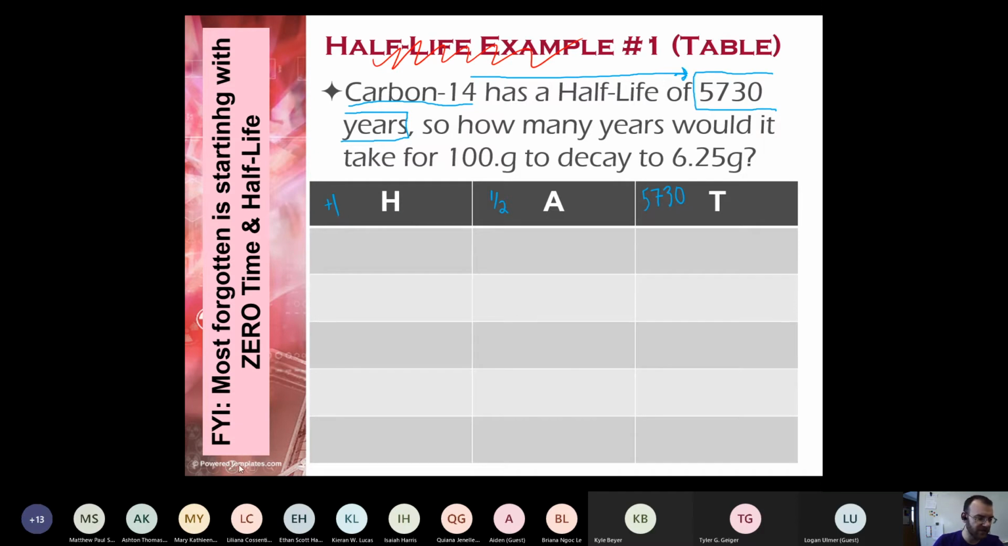Now, really critical whenever we do half-life questions is that we start with our half-life as a 0 and our time as a 0. This is like the number one thing that is missed. Is having half-life and time be 0. Now, the amount you're going to get whatever the problem tells you. So in this case, the problem is telling us that we have 100 grams as our amount. All right. So 100 grams, write the whole thing. All right, so that's how we start.